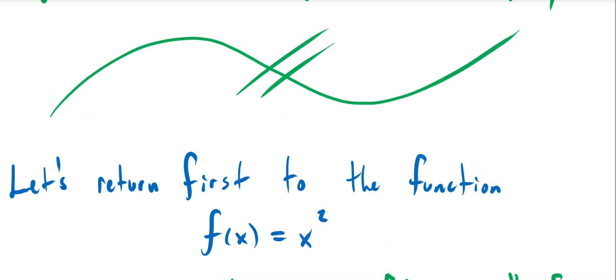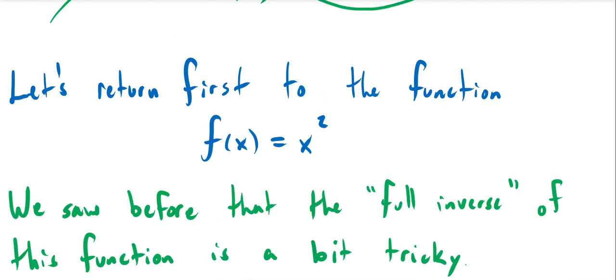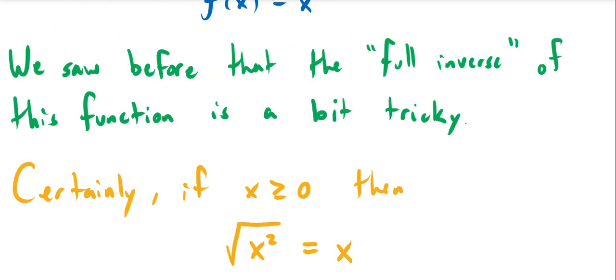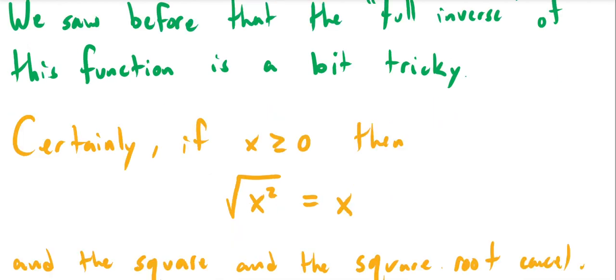So let's return first to the function f of x is equal to x squared. We saw before that this function's complete inverse is a little bit tricky. It may not itself be a function. Now, if we only have a positive number, then truly the square root of its square is that number again. 2 squared is 4, and the square root of 4 is 2. In this sense, the square and the square root cancel.